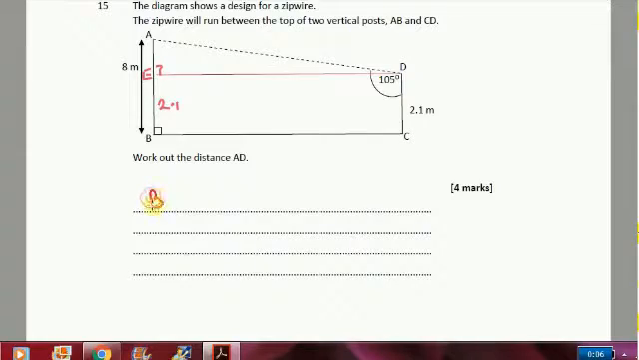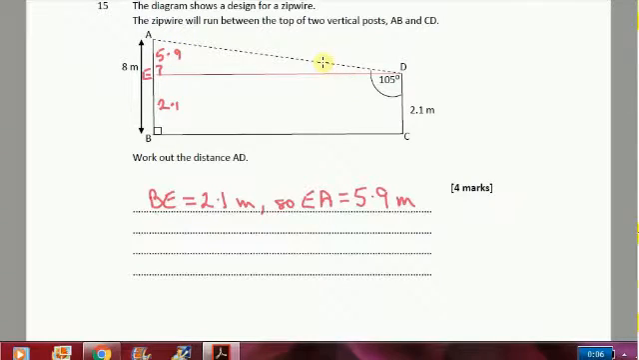Then BE is 2.1 because it's opposite sides of a rectangle. So AE, or EA, is equal to the total of 8 meters minus the 2.1, which comes to 5.9 meters. So I've got 5.9 for that side of the triangle.